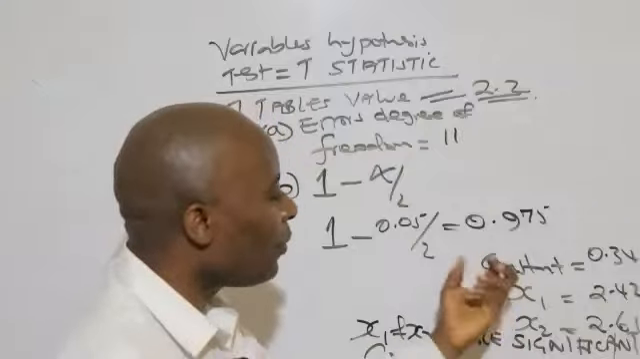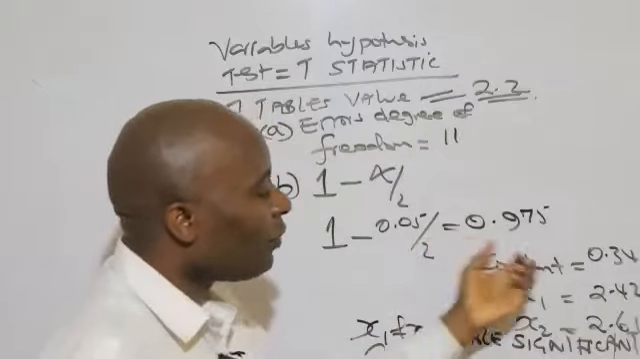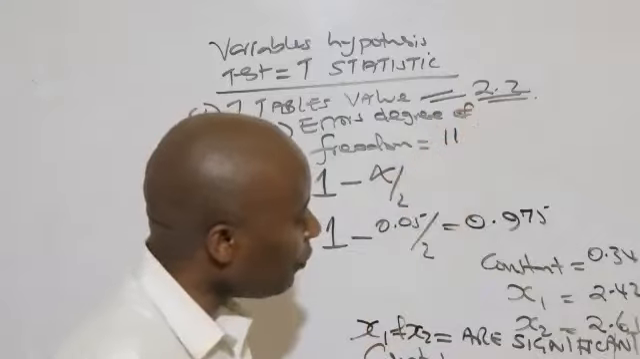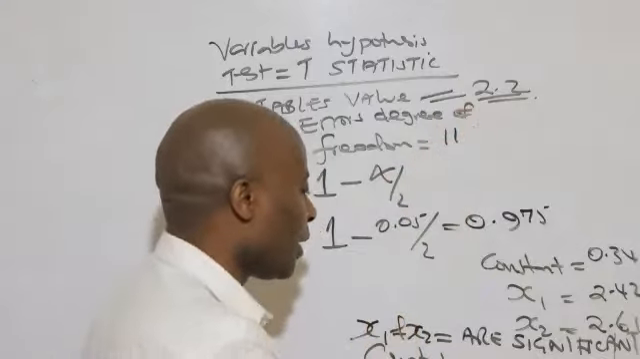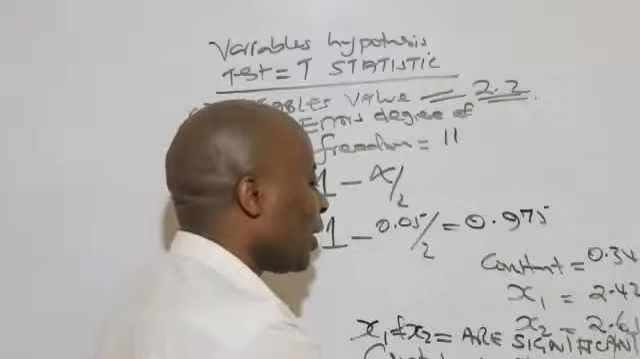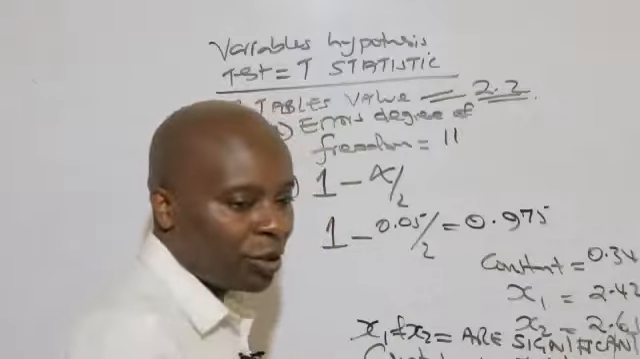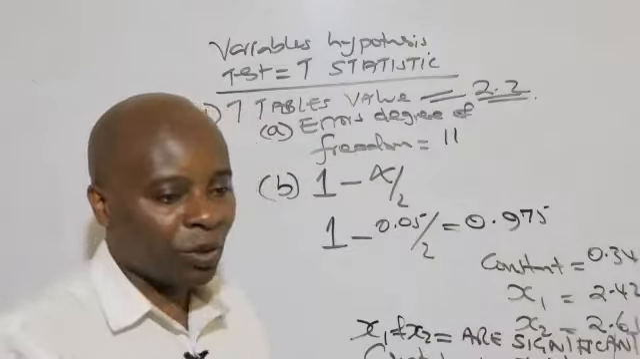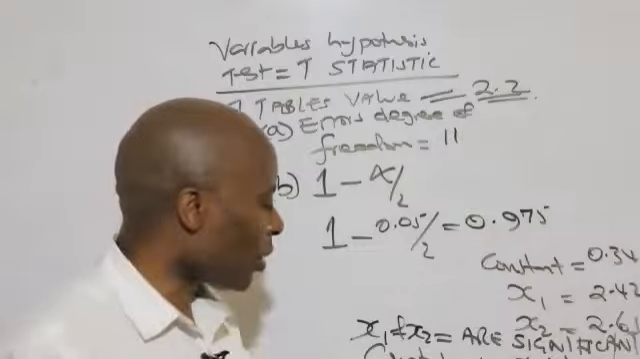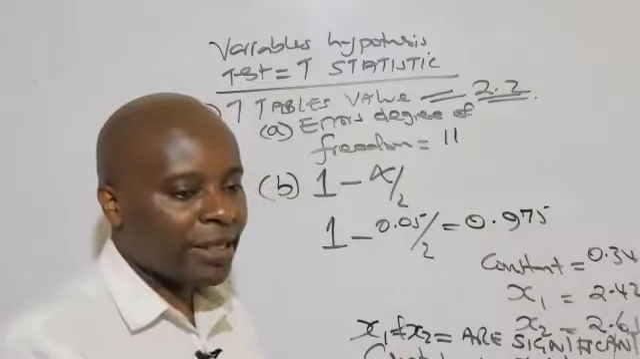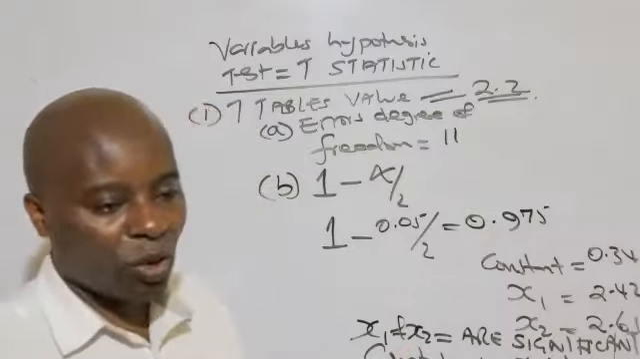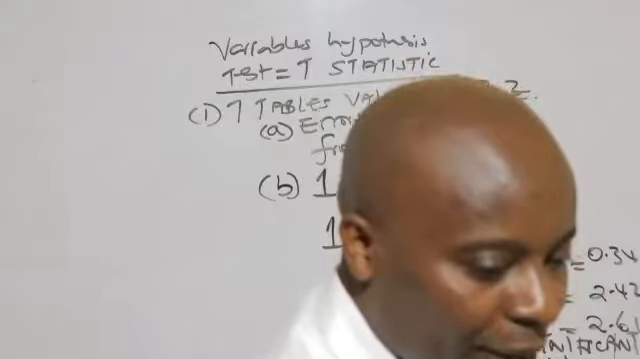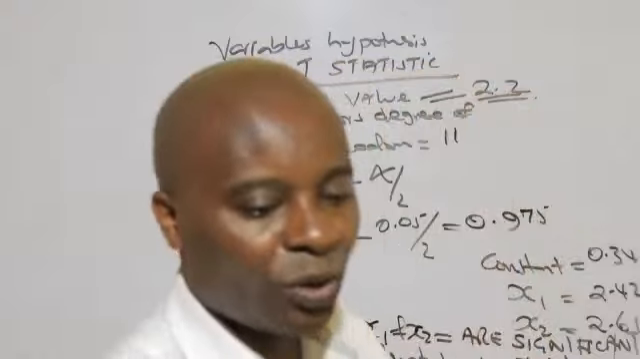The constant that we have here is so small. 0.34 is less than what here? 2.2. So the constant is so small. In this case, the constant is not adequate. The constant is not what here? Adequate. So the constant is not adequate.